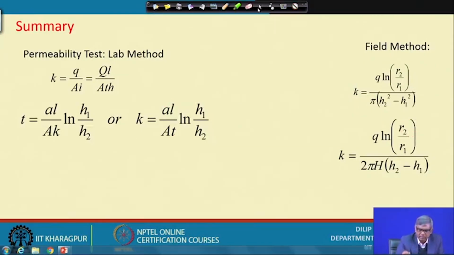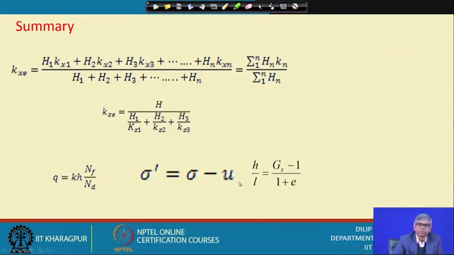Then next was layered soil. Soil is most likely stratified rather than homogeneous. If you find horizontal stratification, handling layered soil in the analysis is a little difficult. Instead of doing that, we generally convert the layered soil into a single equivalent layer, and then we proceed with homogeneous analysis.